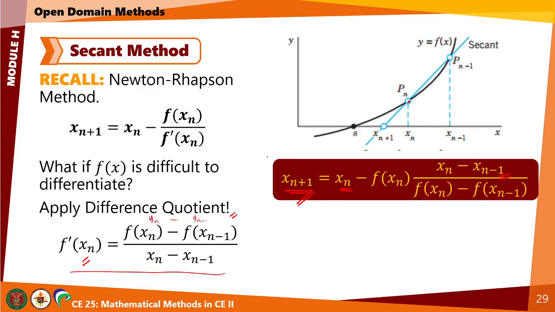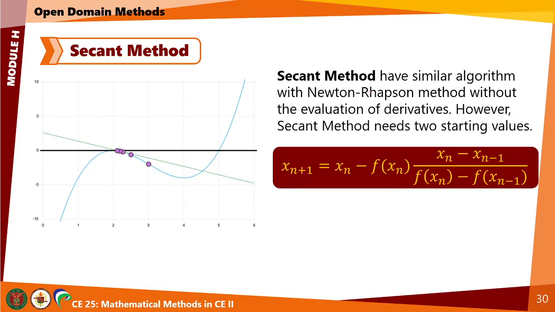So, dahil doon, hindi na enough na yung initial guess natin ay isa. Okay? So, ganun yung mangyayari. So, secant method, yan. Similar lang din siya kay Newton-Raphson. Yun nga lang, without the evaluation of derivatives. And tulad ng sabi ko sa previous slide, dalawa na yung initial guess na kailangan natin. Okay? So, yan.